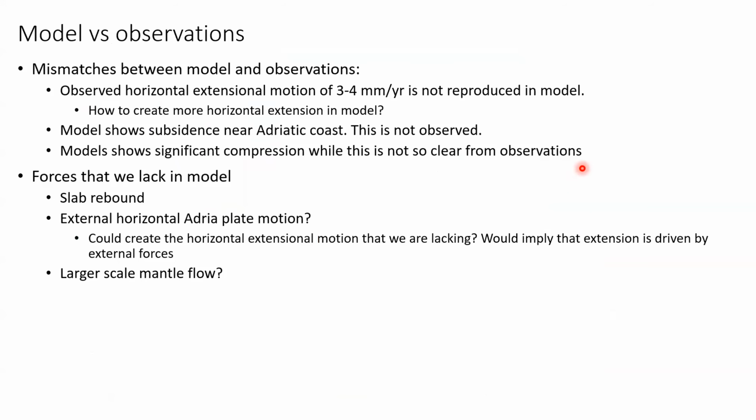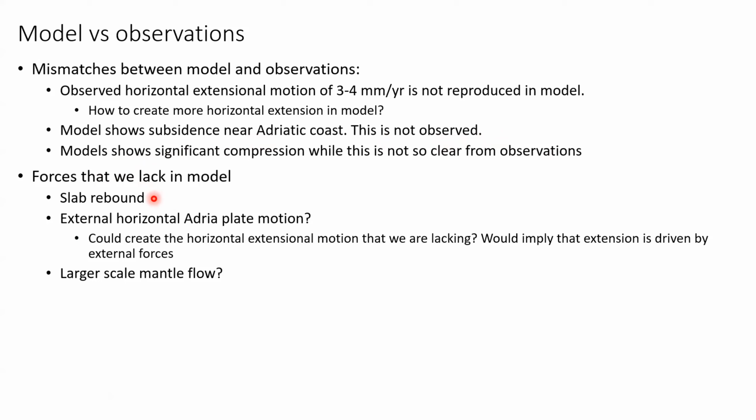So there are some mismatches between my model and the observations. The first one is that the observations show a clear horizontal extension of 3 to 4 millimeters per year, and I've not been able to produce this in my model yet. Furthermore, all models show some subsidence near the Adriatic coast, and this is also not observed. And then there is a lot of compression in the models, which is not clear from observations. Most of Italy seems to be under extension. So I've been thinking about what maybe we are missing in the models.